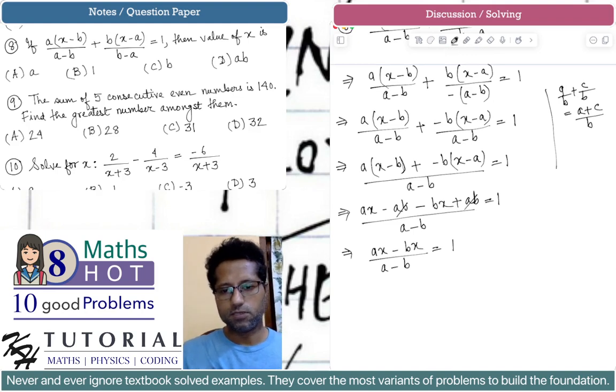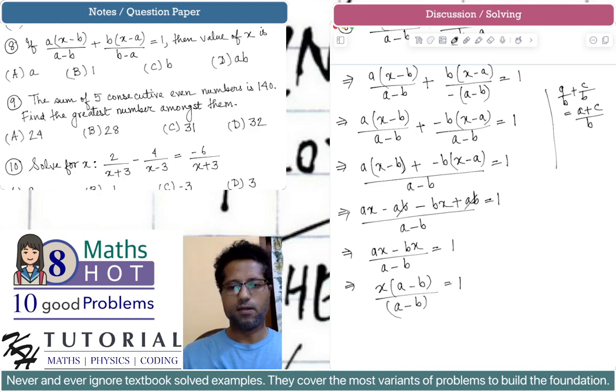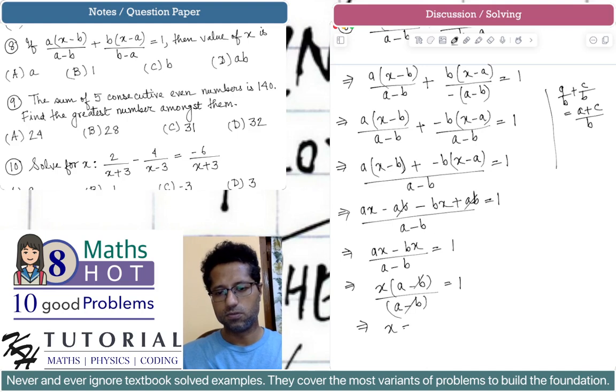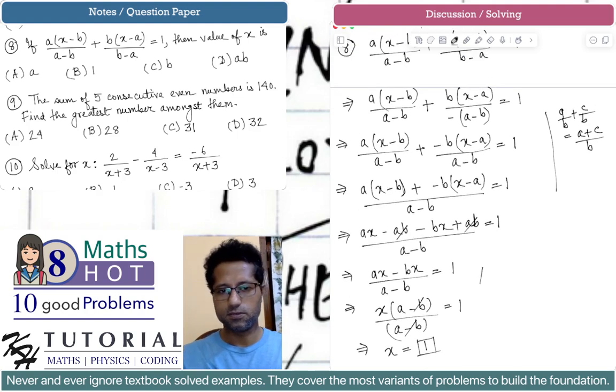Now, this implies if you further simplify the LHS, you will see that in the numerator we can take x as common. If you take x as common, I get x multiplied by a minus b divided by a minus b is equal to 1. This implies from the LHS you can cancel out a minus b and a minus b and you get x equals to 1. So 1 is the solution of the given equation, and hence the correct choice is B. B is the correct choice.